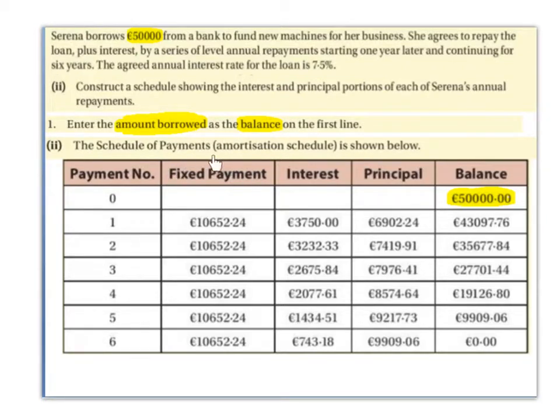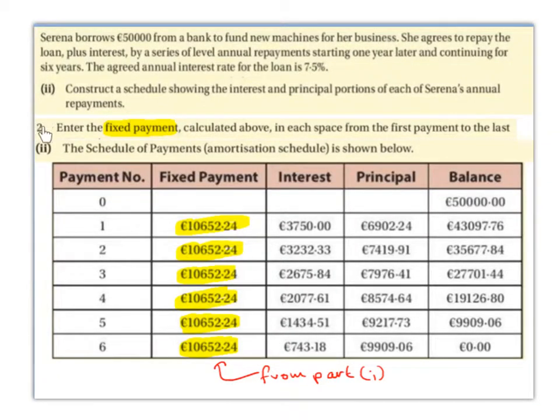Column 2 is going to be the fixed payment. Column 3 will be the interest. Column 4 will be the principal. And the last column will be the balance. Step 2. Enter the fixed payment calculated above in each space for the first payment to the last. So we worked out in part 1 that this was what her fixed payment would be annually. So we just write this amount in along every row of this column. So we got this from part 1.